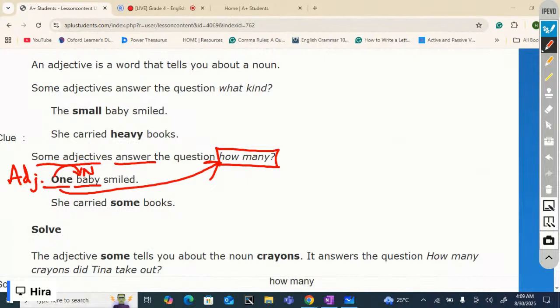She carried some books. How many books? Some books. Again, books is a noun, some is the adjective. It tells about this noun, books. Some is an adjective which answers the question how many. One is an adjective which answers the question how many. So, does it tell you how many or what kind? How many?